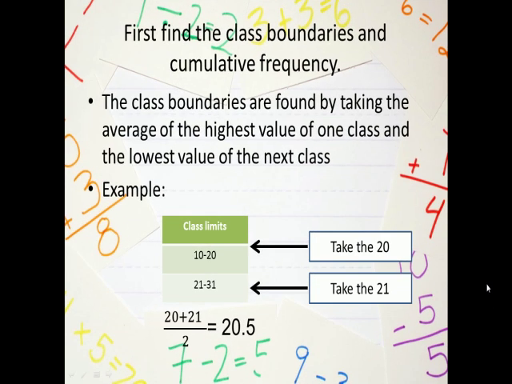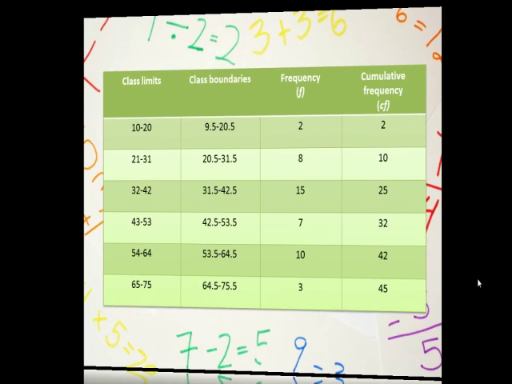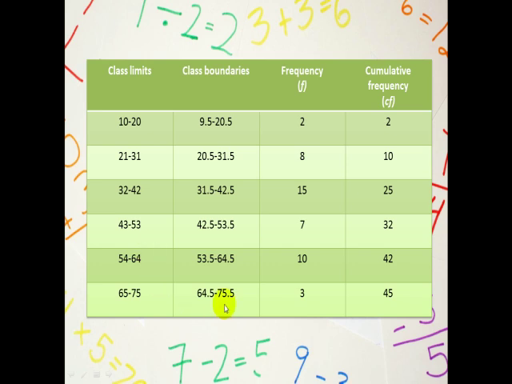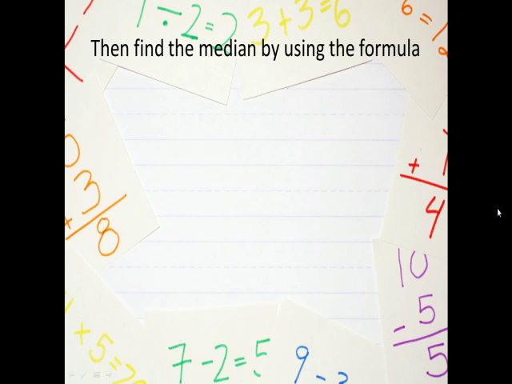First, we find the class boundaries and cumulative frequency of the data. The class boundaries are found by taking the average of the highest value of one class and the lowest value of the next class. For example, we take 20 in this class and 21 in this class. Then we divide this by 2 and get the answer. These are the class boundaries and cumulative frequency for the data in the previous example. Then we can find the median by substituting the values into the formula given.